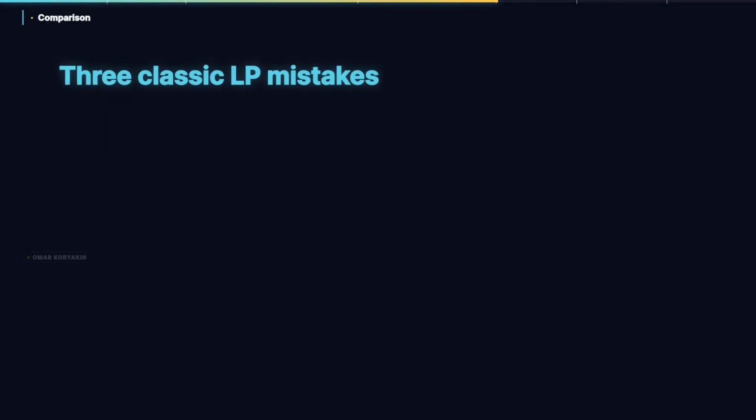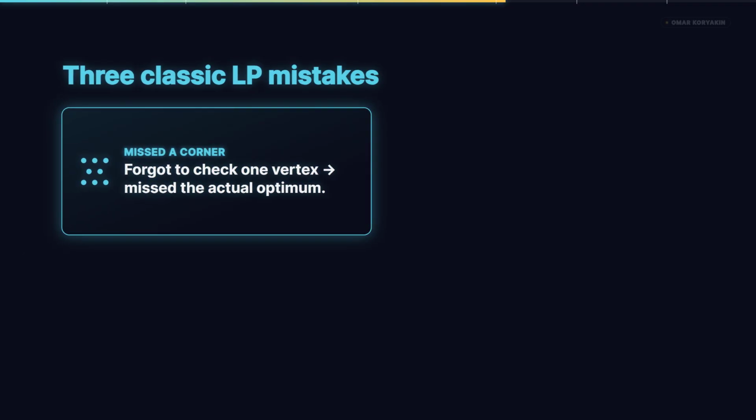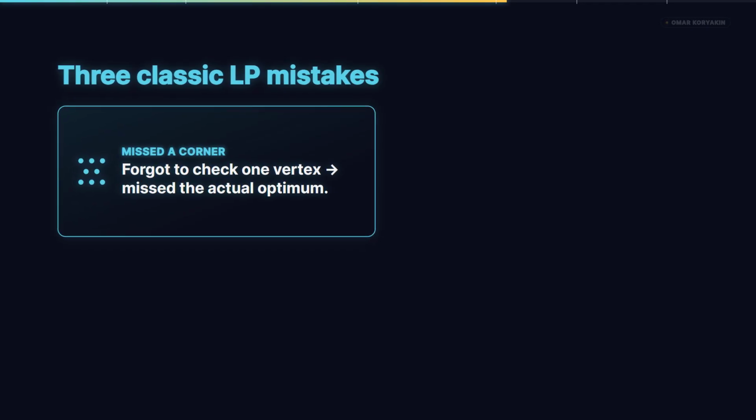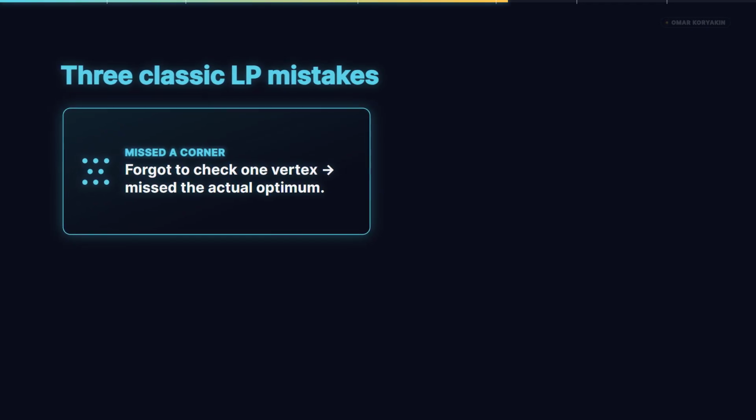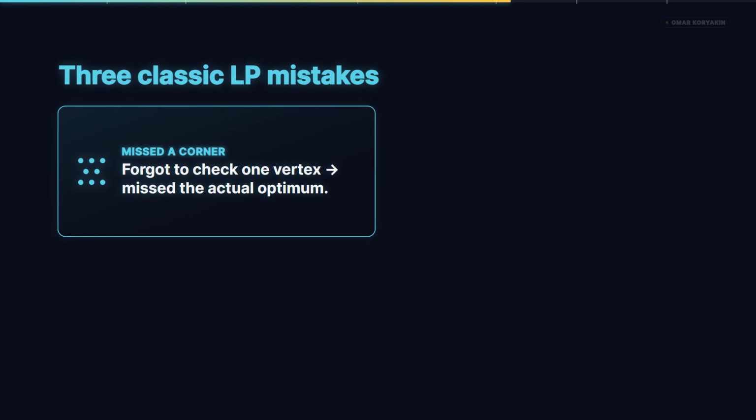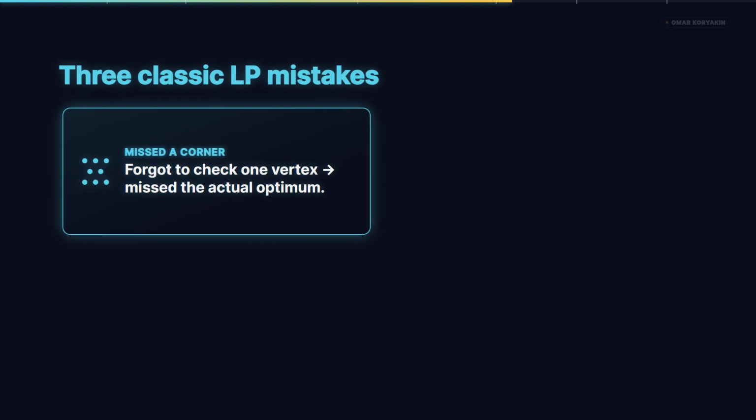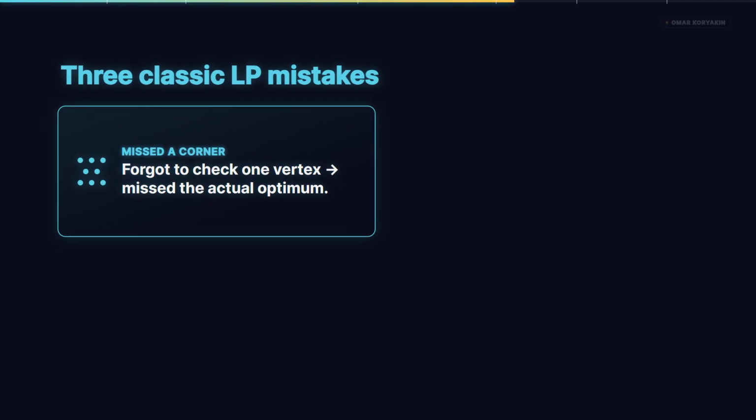3 mistakes catch every algebra student during their first weeks of linear programming work. Each one is fixable with a small explicit habit applied on every problem. First mistake: missing a corner of the feasible region and therefore missing the actual optimum value. A student finds 3 corners by inspection and evaluates the objective at all 3, missing a 4th corner where 2 boundaries intersect inside the region.